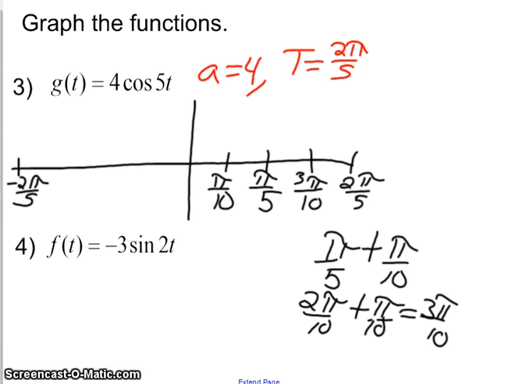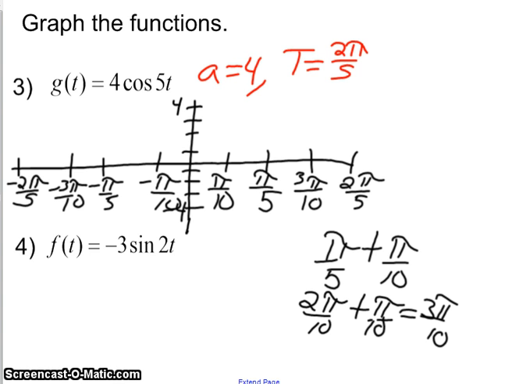All right, so now I'm going to do the reflection across the y-axis and do all my negatives. So here I've got negative pi over 5, negative pi over 10, and negative 3 pi over 10. On the y-axis, the height of these waves is 4. So the maximum height will be at positive 4, the minimum height will be at negative 4.